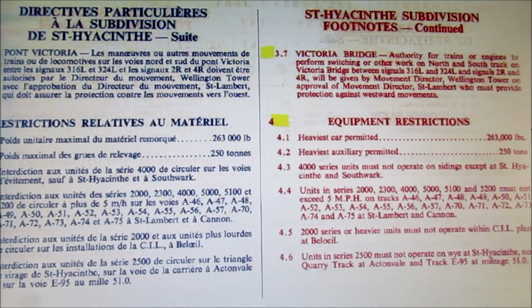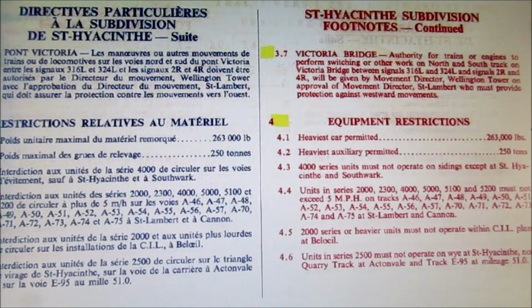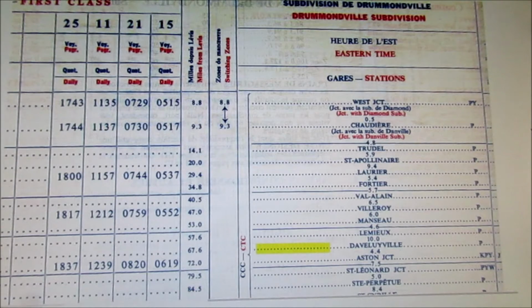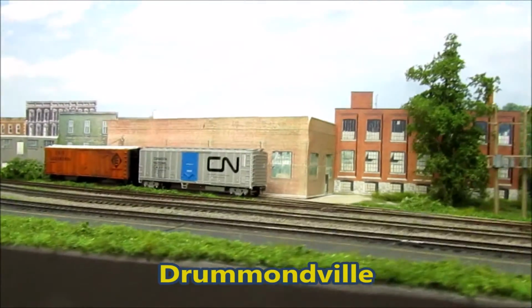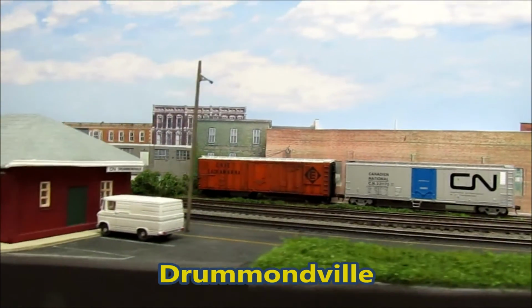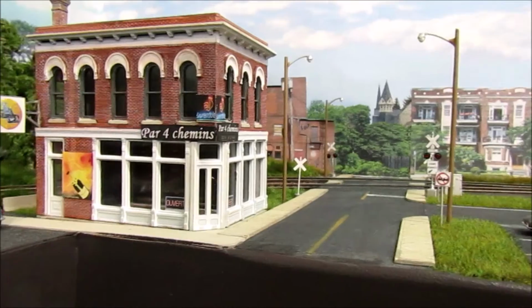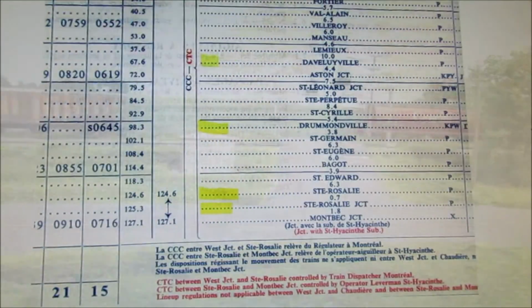And that's part of the JMRI printout. It gives you the total tonnage of your train. I have no train on my layout that's in excess of 263,000 pounds. Drummondville subdivision. Again, we have Dave-Louisville right here, just as in the layout. We've got Drummondville. And Sainte-Rosalie.